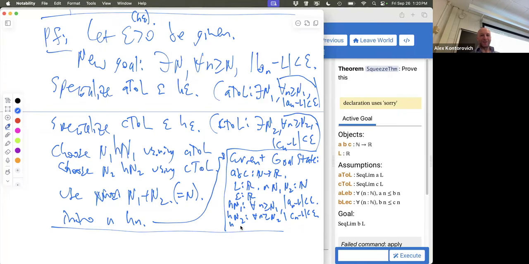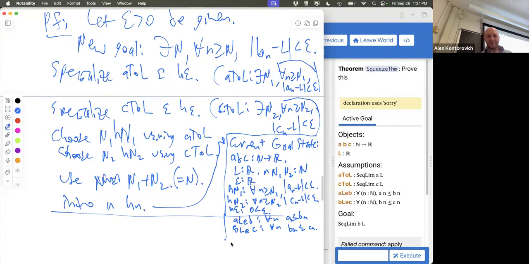And there's NH epsilon. You're absolutely right, that we already used. And ALE, that's right. A less than or equal to B is still there: for all n, AN is less than or equal to BN, and BLEC: for all n, BN is less than or equal to CN. And HN. Thank you. I guess this isn't as simple as I thought. N is greater than or equal to N. Thank you. It's not N, it's N1 plus N2.